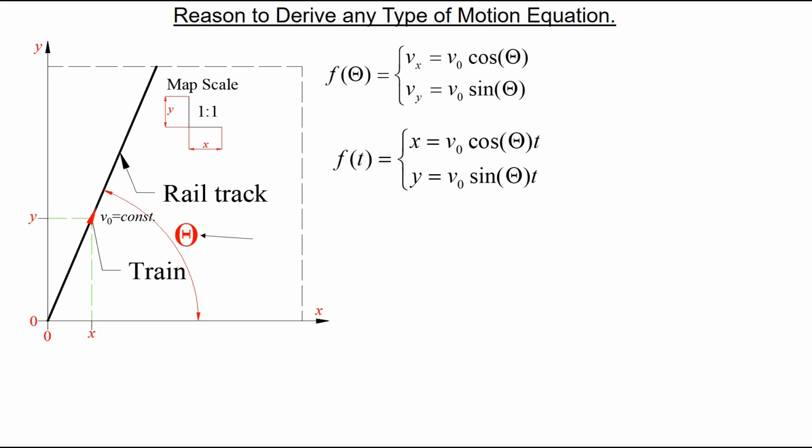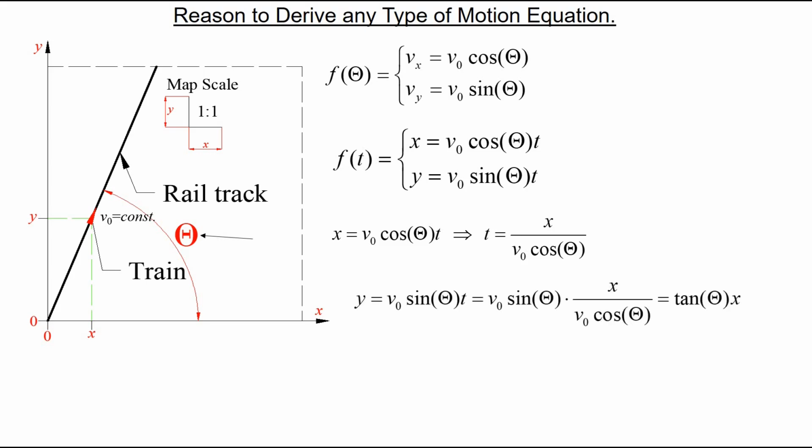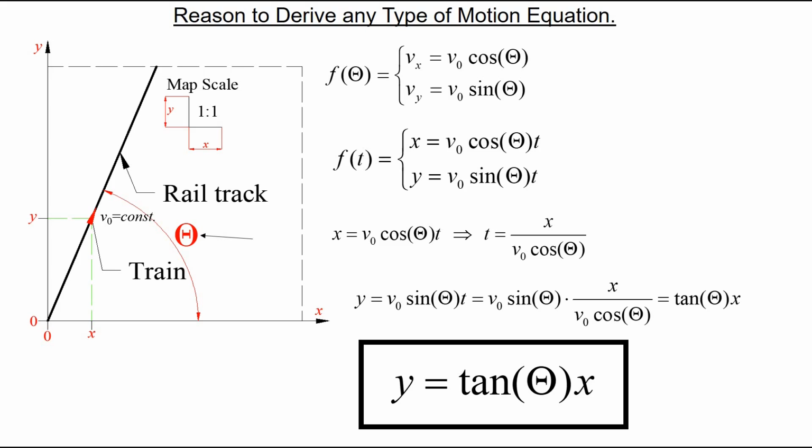First, the coordinate changes of the train's motion are the product of the velocity vectors and the time change. To find the train's trajectory path, first we need to express time t from the x-coordinate. Insert the time t expression into the y-coordinate and we get the train motion equation.